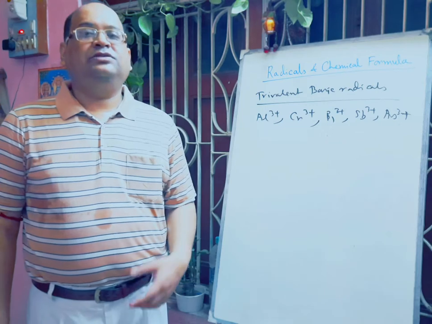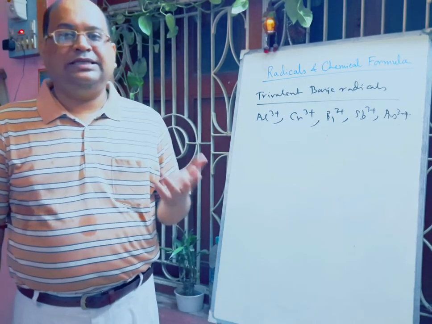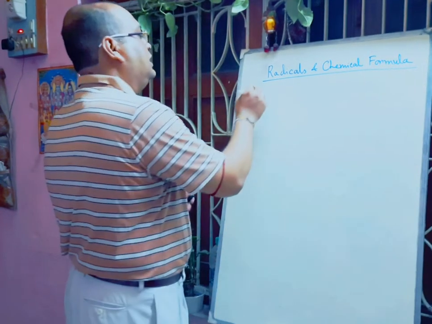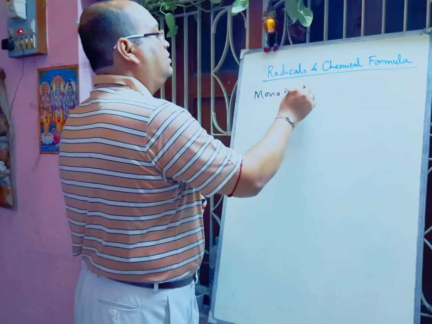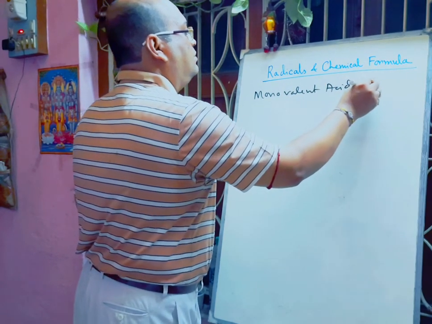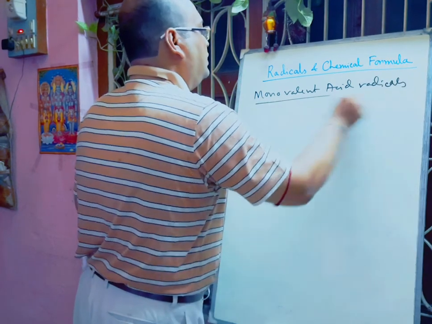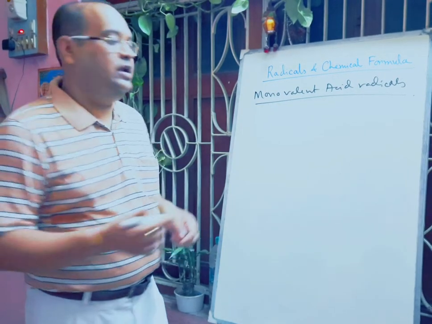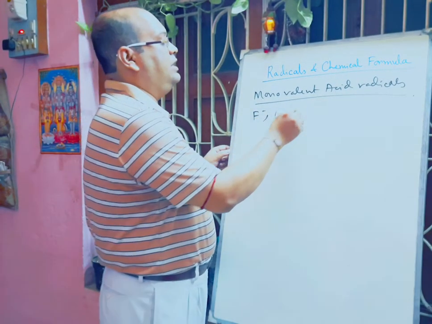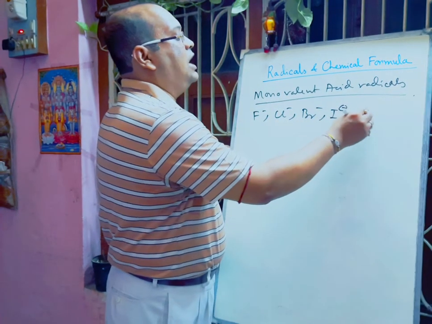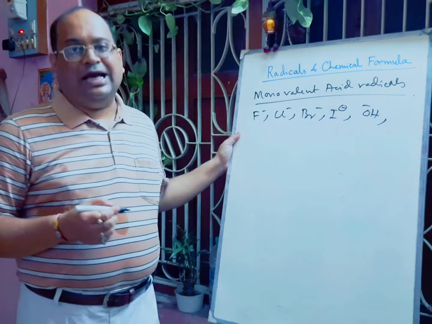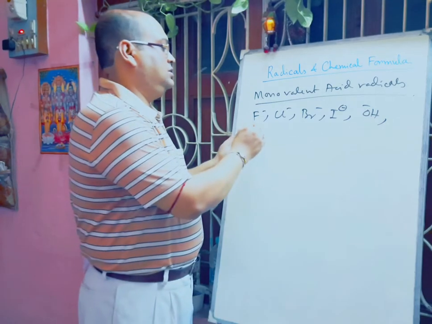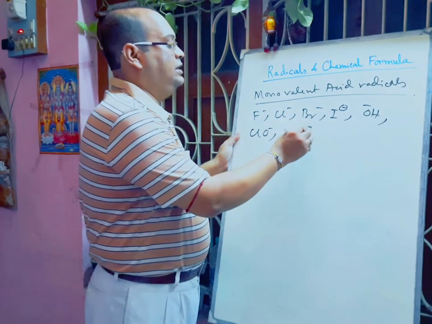Next we will discuss the monovalent acid radicals. Here we can tell you about the halogens, that is fluoride, chloride, bromide, iodide, all are monovalent. F minus, Cl minus, Br minus, I minus, hydroxide, these are all monovalent acid radicals. Or we can go to the compound radicals like ClO minus, hypochlorite, hypobromite, like this.